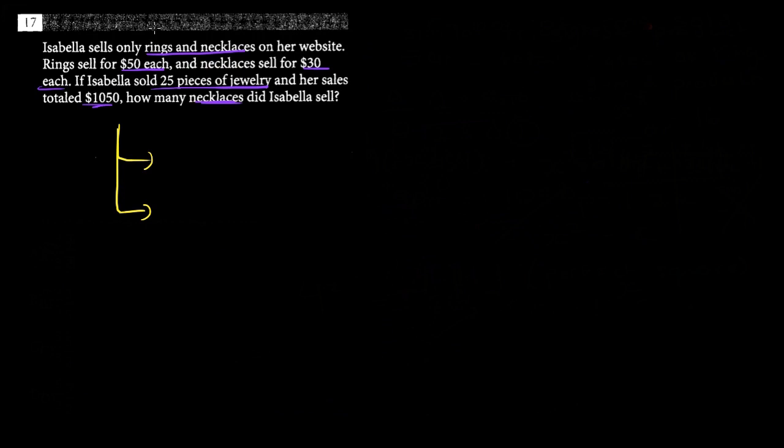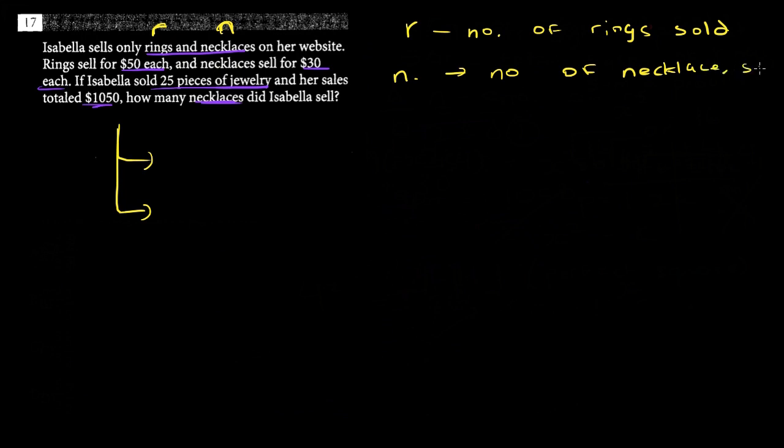I'm gonna say rings is R and necklaces is N. So I'm saying R is the number of rings sold, and N is the number of necklaces sold. Okay?